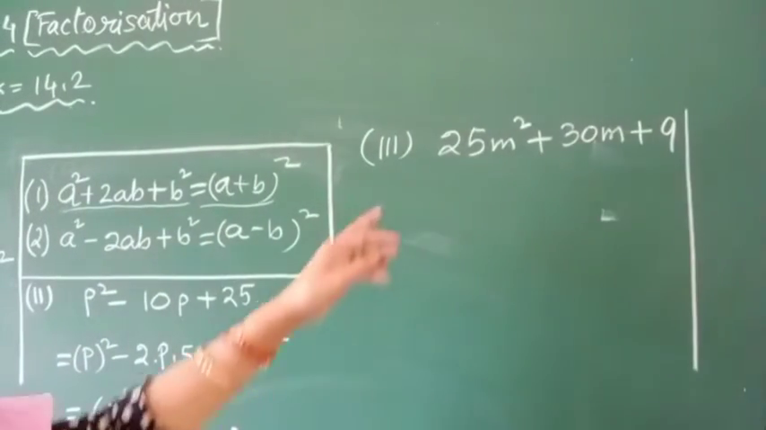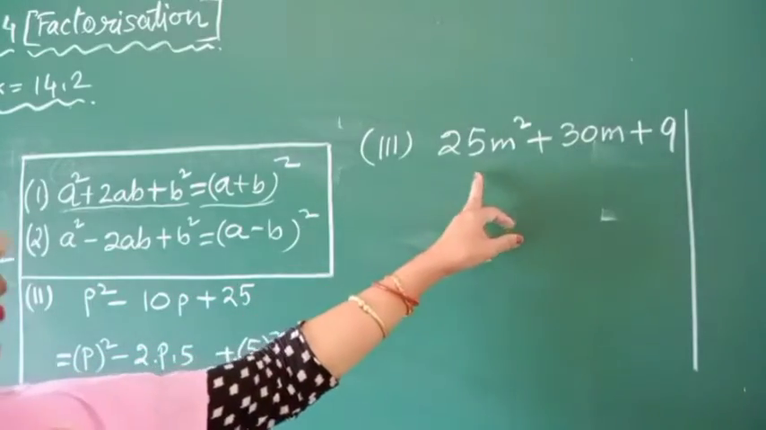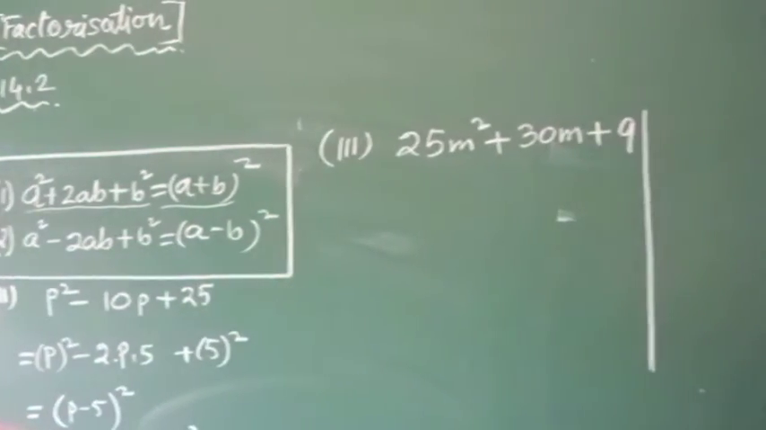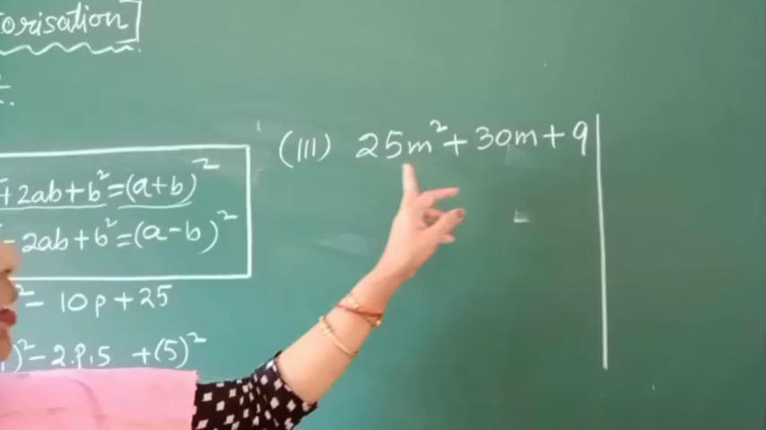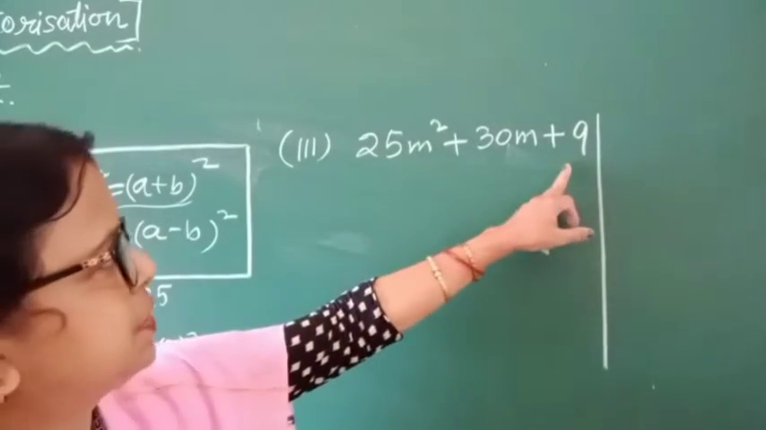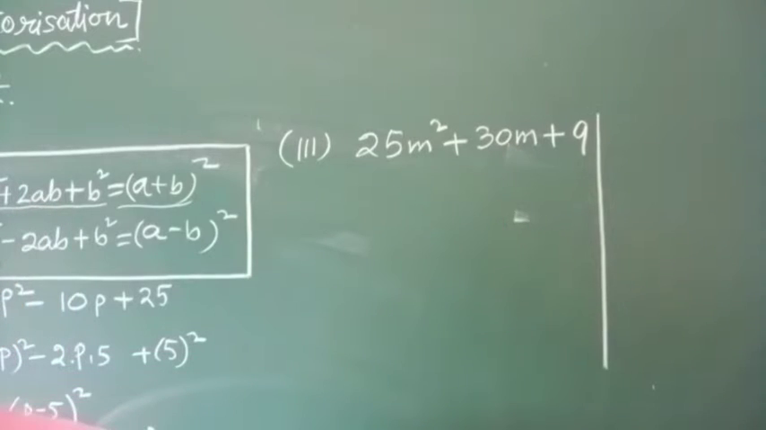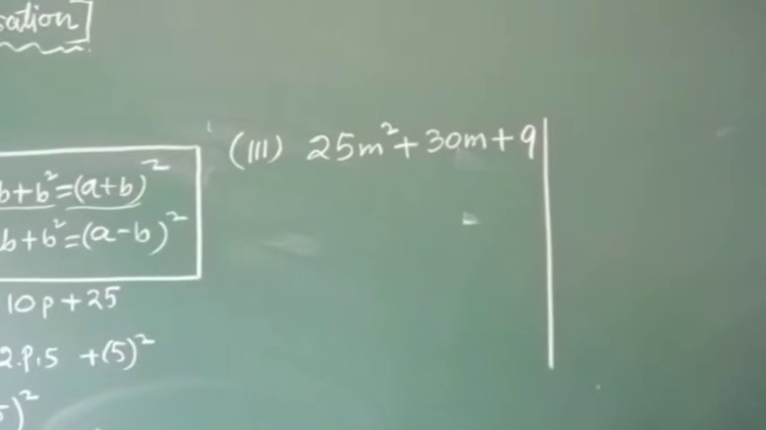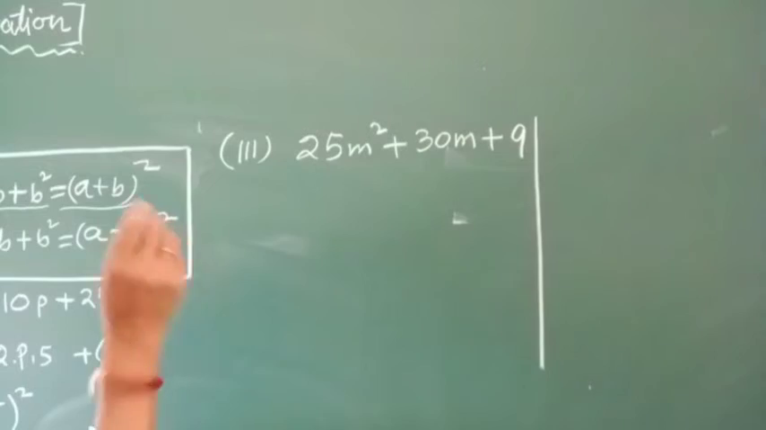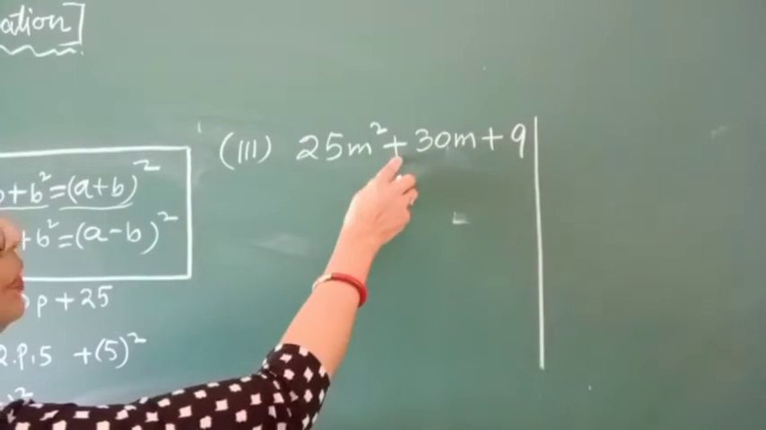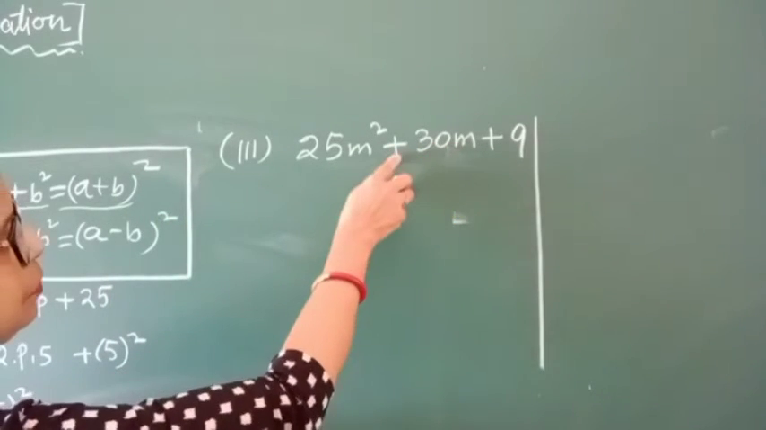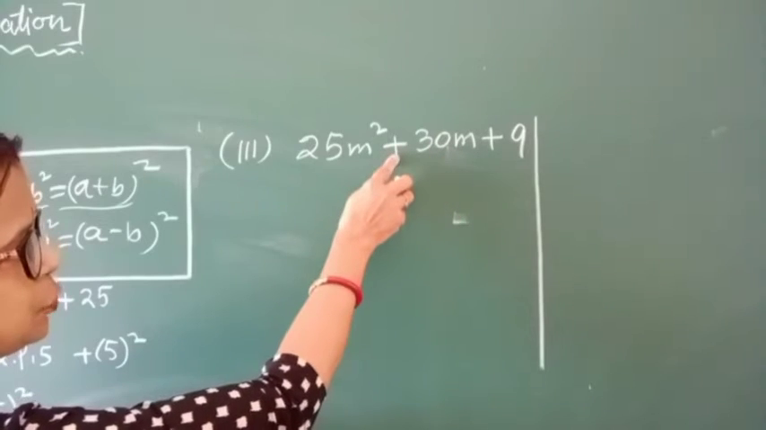Now question number 3. Concentrate on the question: 25 m square plus 30 m plus 9. You can see the first term and the last term both are square numbers. So if both are square numbers, then what you have to do is look at the middle term containing the variable. The middle term containing the variable is with a positive sign.